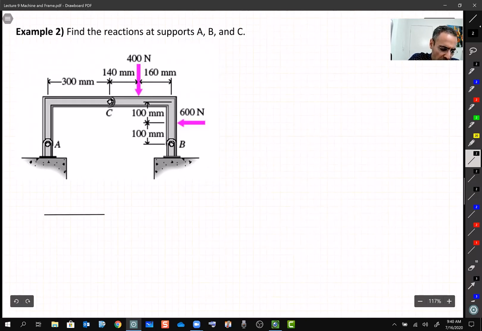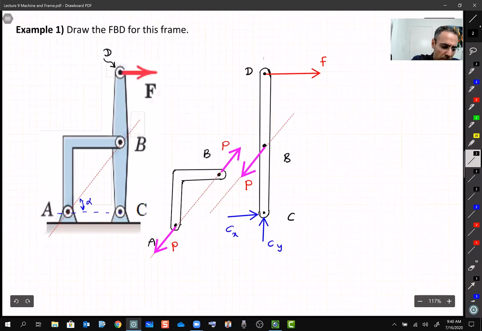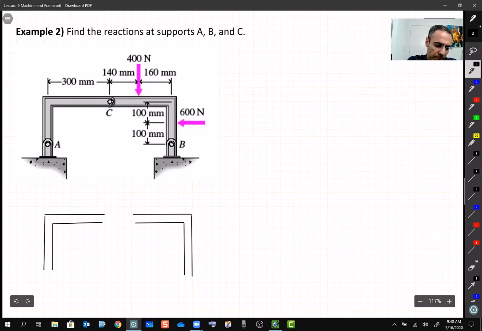While I'm drawing this, I want you guys to think. So that's that part. Sorry, okay. So I hope you guys figure out, first of all, the two force member. Probably all of you are nodding now that AC is the two force member.